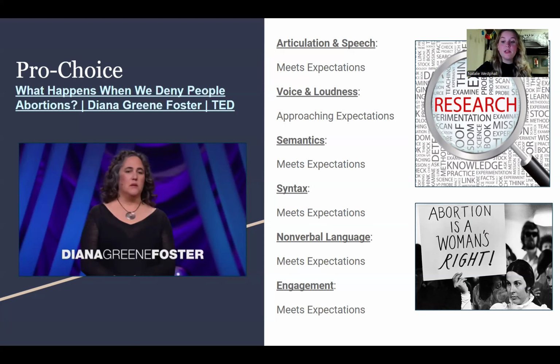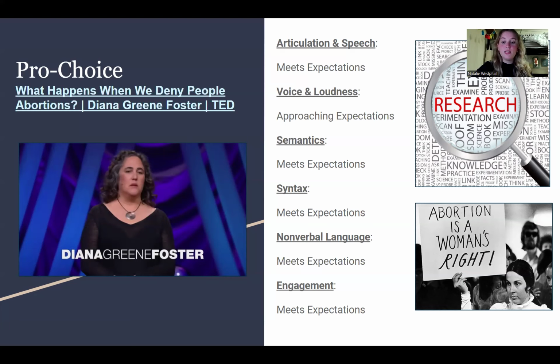Foster's articulation and speech are appropriate to the situation. Her voice is low and not super expressive, which could have been improved upon in her speech. However, her voice is still loud enough and clear enough for the situation. Her vocabulary achieves its function of describing her studies in a way that is easy to understand for those who may not be familiar with her research.